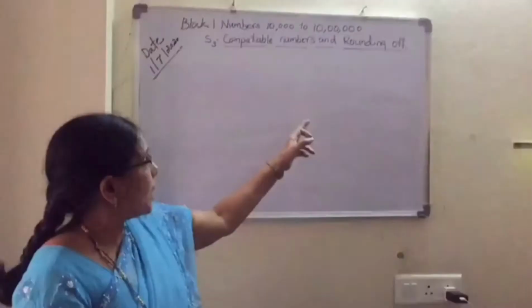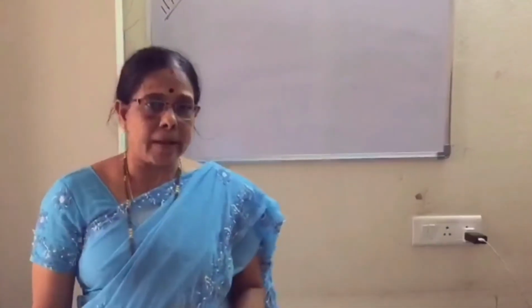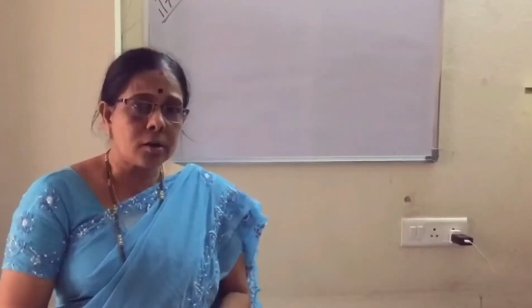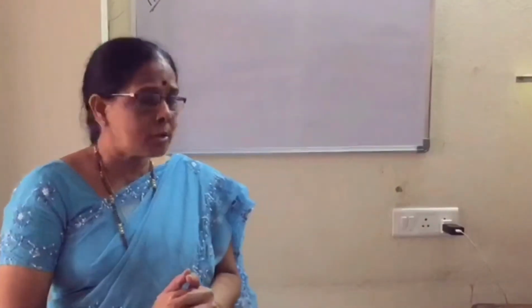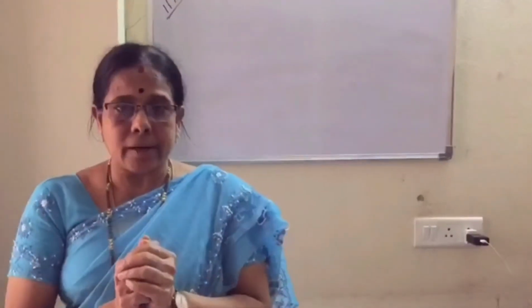Children, now I'll explain rounding off. Rounding off numbers means approximately. Approximately means what, children? See, when we do not know the exact number, for our convenience we use rounding off. For example, if we go to a party, a birthday party.